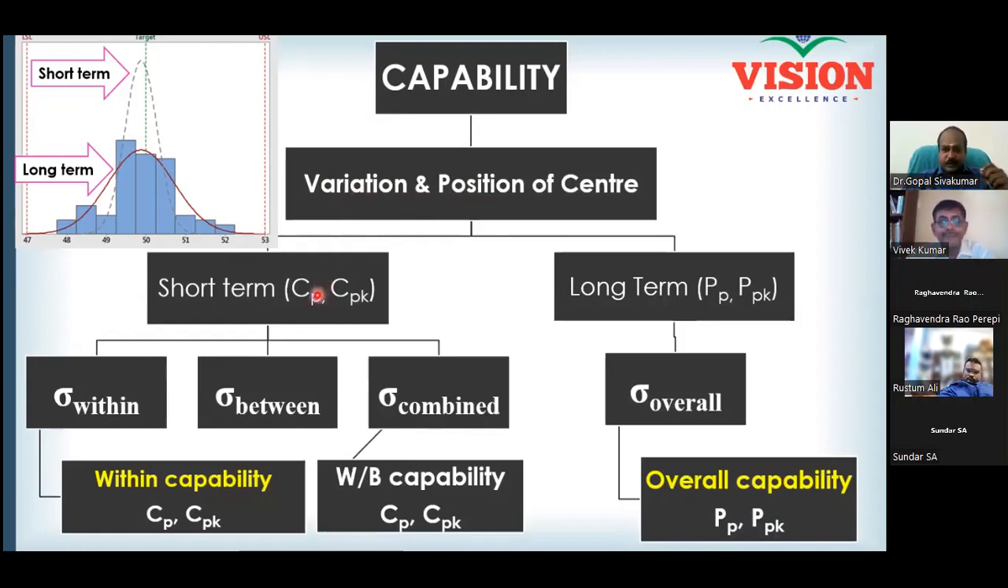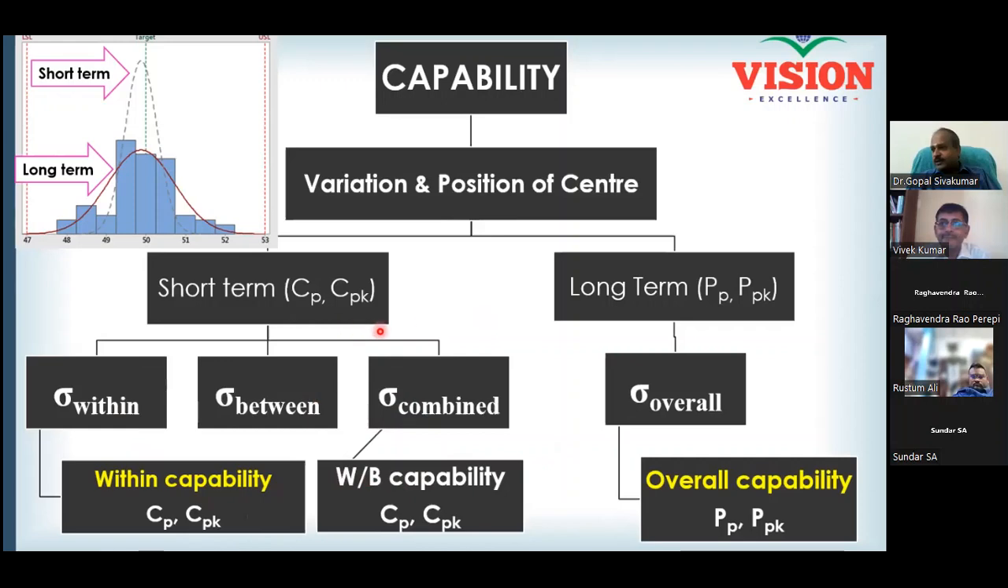So while measuring the short-term capability, there is sigma within, there is sigma between. You can combine the 2 and get the sigma combined. Now out of the 3 options, if you use the within sigma, then what you are calculating is within capability. I am leaving this for now, but I would like to come back to you once you are ready, right? Coming on to the other side, long term.